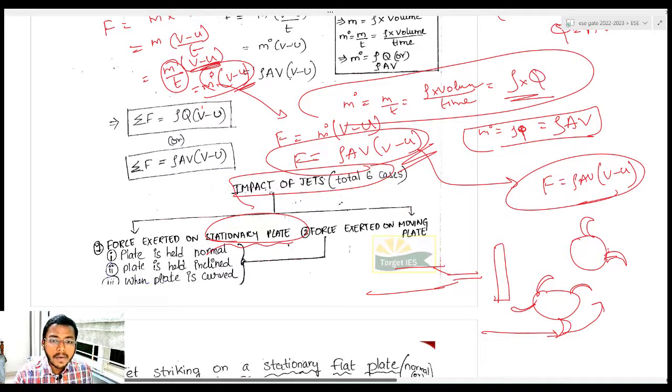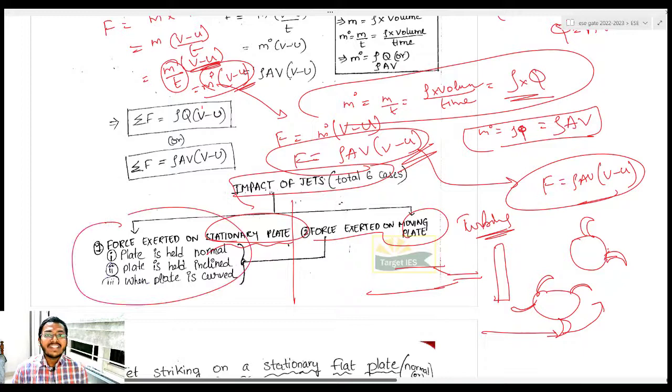So here comes the second part: force exerted on a moving plate. These are the conditions which we actually use when we are studying turbines. I hope it is very clear, right? Then why are we studying this? Why are we studying this? Obviously to understand the second condition in a better way.